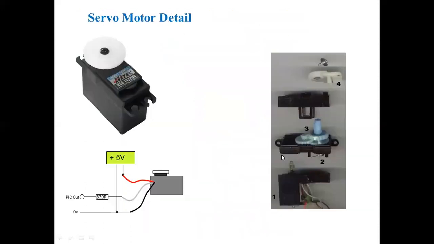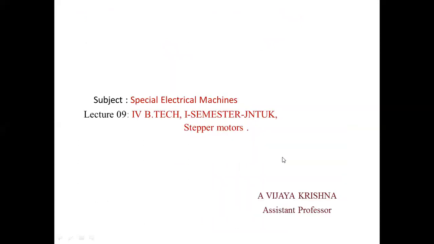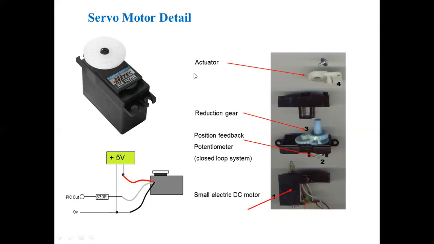Next, these are the servo motor details. If you observe, this is the servo motor detail. This is an actuator, and this is a reduction gear. Gears are also present in stepper motors. Next one, position feedback. Position feedback means at what position is the rotor now? For example, a 3.6 degree rotation has been taken, after that 7.2 degrees. Therefore a position sensor is also placed. This is the position feedback.